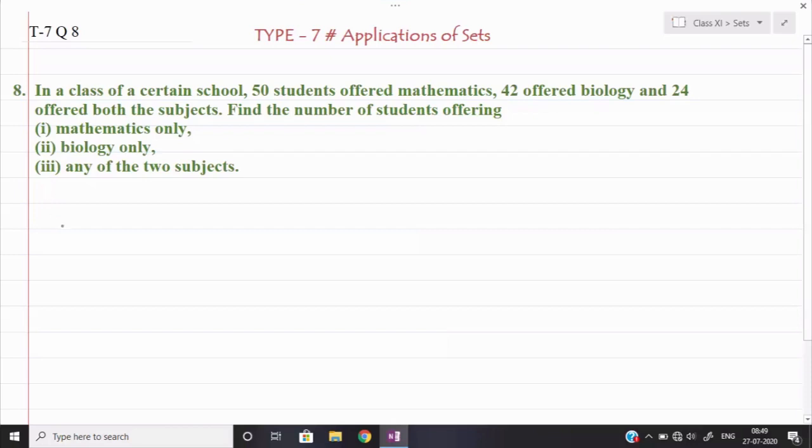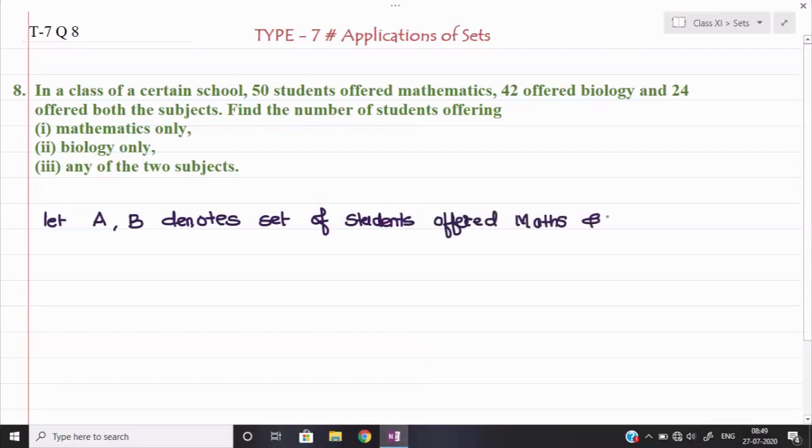Now first we shall define our symbols here. We'll write down, let A, B denote the set of students opted, or we can say offered, maths and biology respectively.